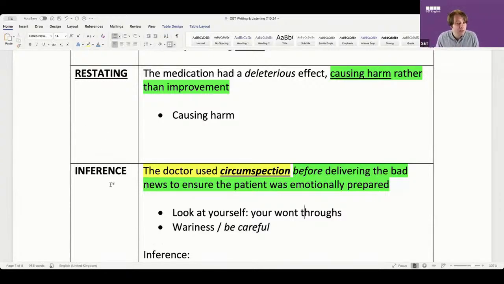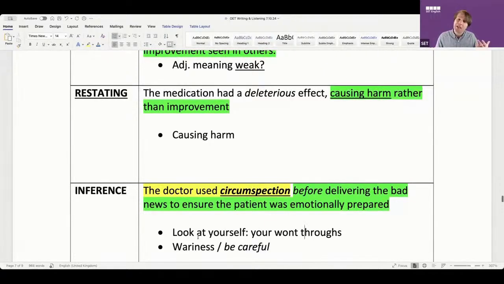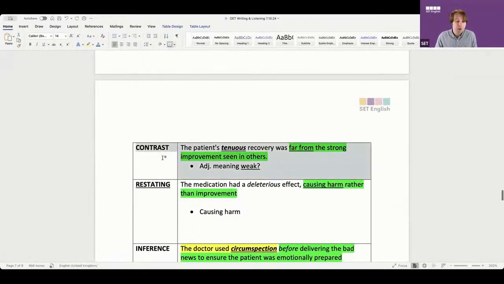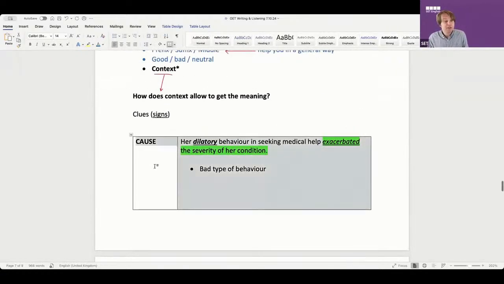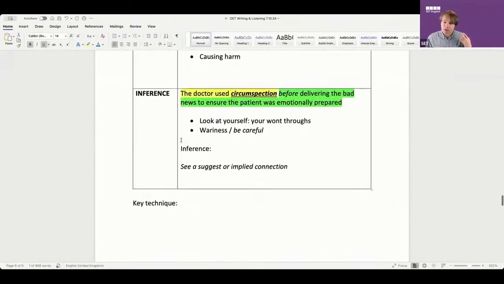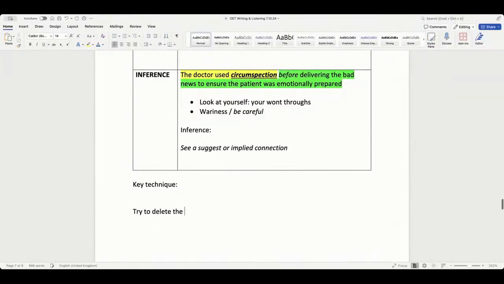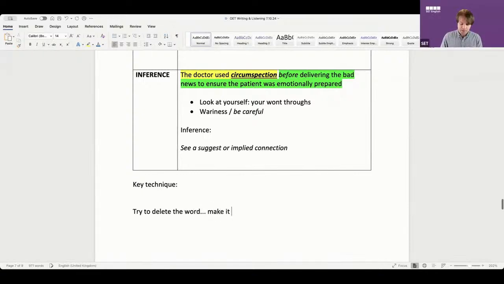Now, inference is hard. This is difficult, but it's a way that we can get clues. Restating is really easy. If you can see restating in sentences. Contrast, it's okay. You can do it. Causes, very, very good way to get context. But as I always say, the key technique here is, try to delete the word. Make it blank. That forces you to try to guess the meaning.